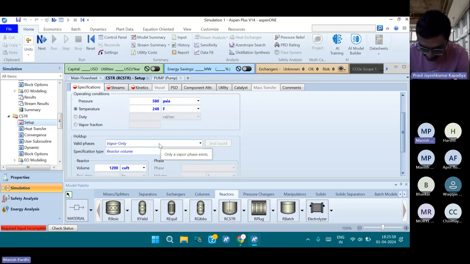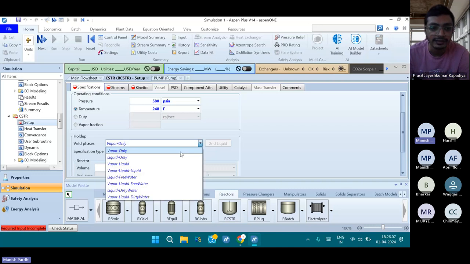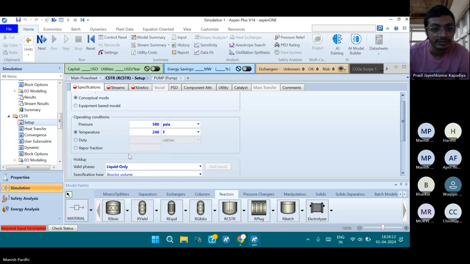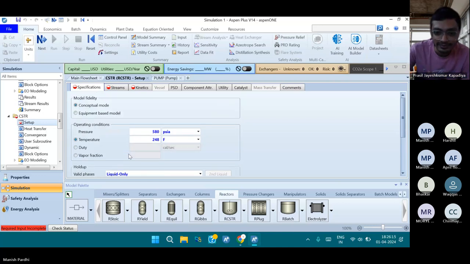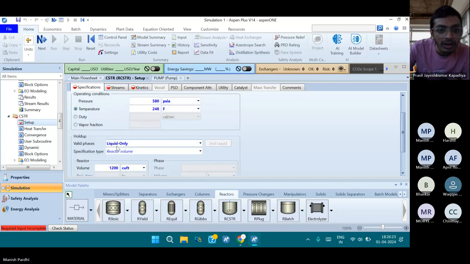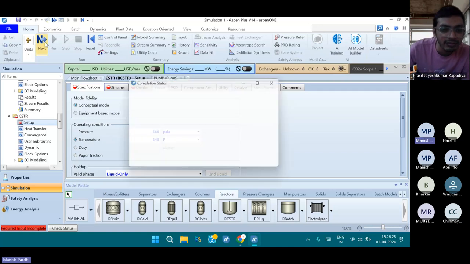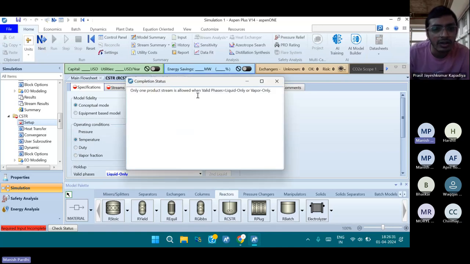variables. Yeah. In the question, it is written that for the liquid phase reaction, so valid phases should be liquid only. Liquid only. Yeah, still it's showing. Why? I guess we need to choose that. Just give me a model. Right? No, for me it worked with this only. Just press next. No, it worked. Only one stream is allowed when the valid phase is liquid. Only vapor or only liquid.